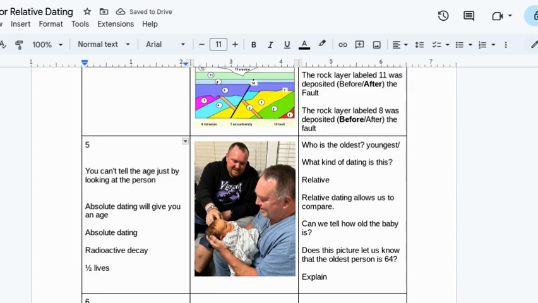There are ways that we can figure out how old the Earth is, but we would not want to use relative dating. So all of these pictures that we've been doing today are relative dating. Again, you don't know how old my daughter is in this picture. All you can tell is that she is younger than me, and you can tell that I am younger than my dad because he has gray hair and I do not.